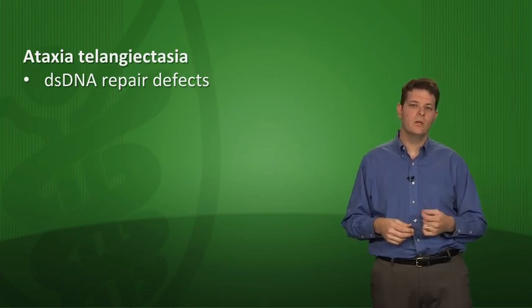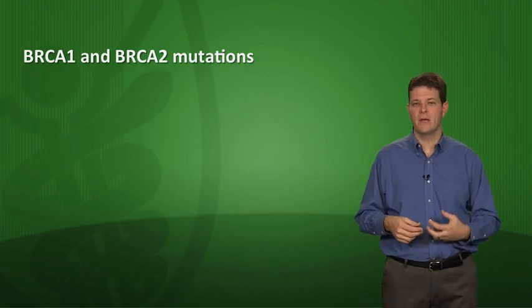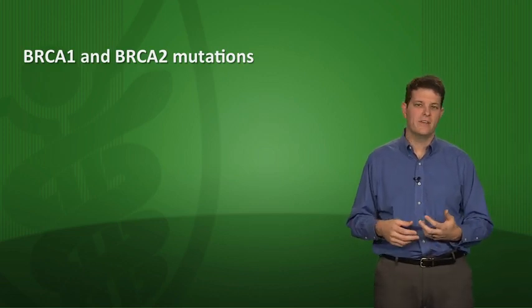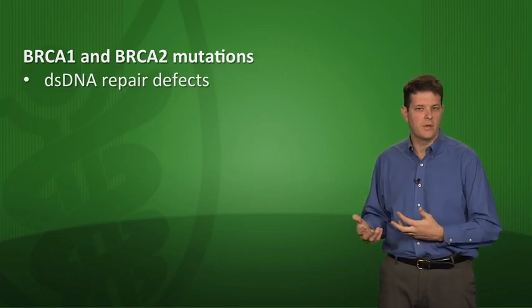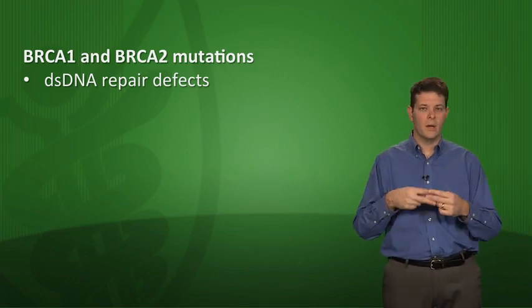And then one last one is the BRCA1 and BRCA2 mutations, which cause breast cancer and ovarian cancer. These mutations actually disrupt another type of double-stranded DNA repair, not the same as the non-homologous end joining, but still dealing with that double-stranded DNA repair. So that's it for DNA replication and repair. Let's go ahead and do the end of session quiz.